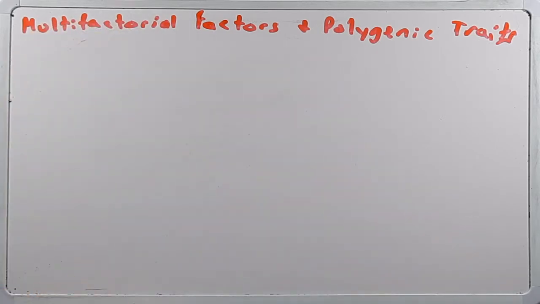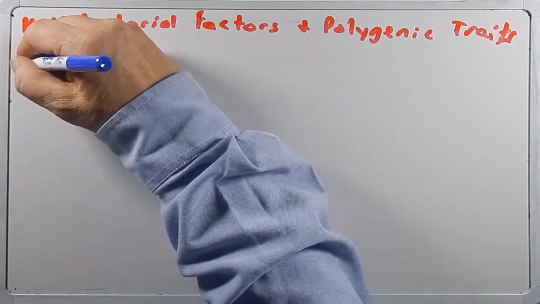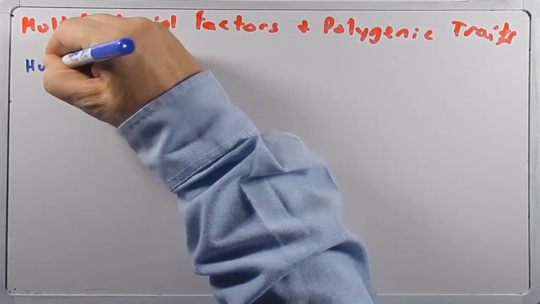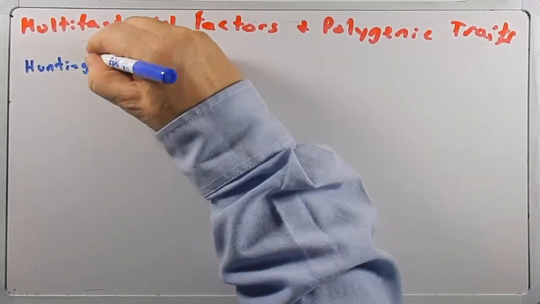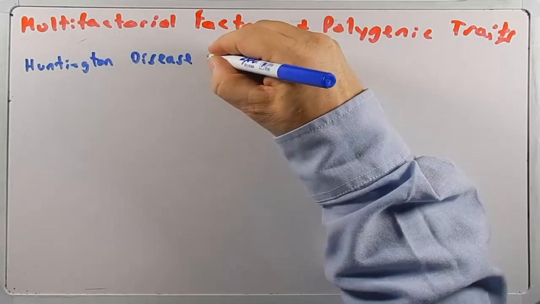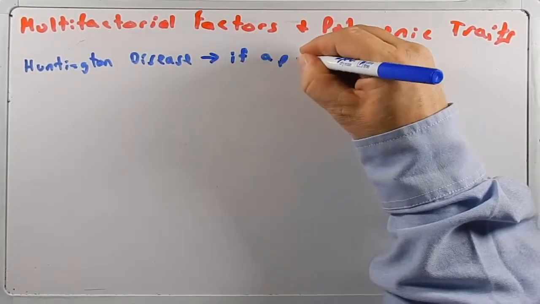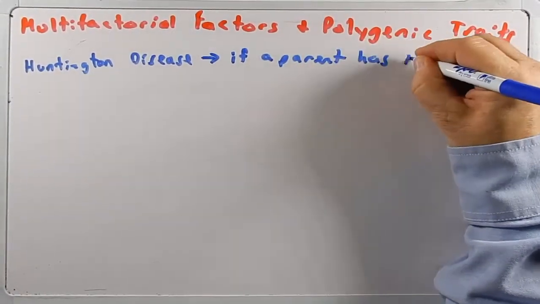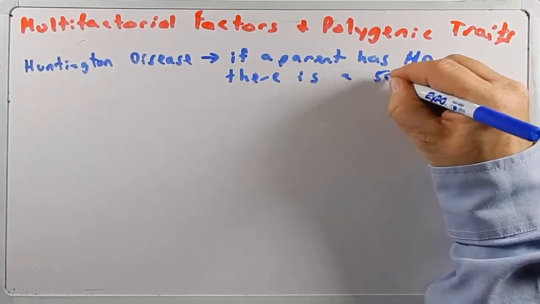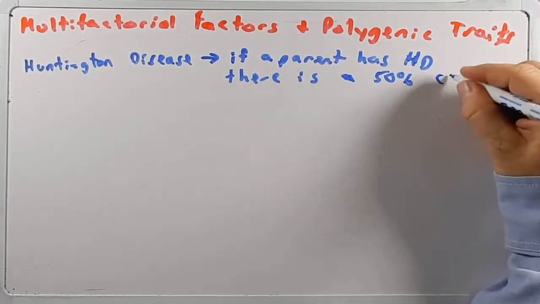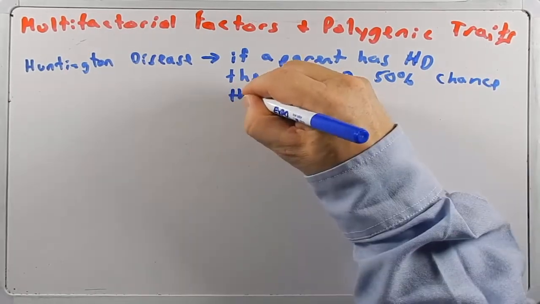Multifactorial traits aren't as simple as single gene traits. For instance, Huntington's disease, we know, is a single gene trait. We know that if a parent has Huntington's disease, there is a 50% chance their children will have it.